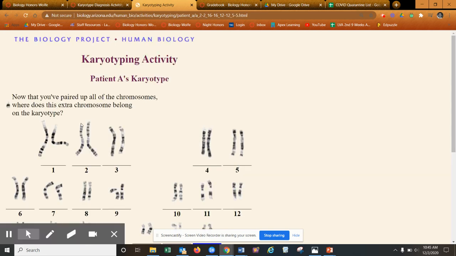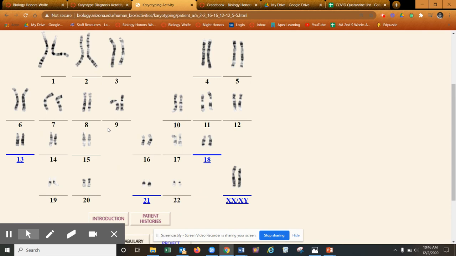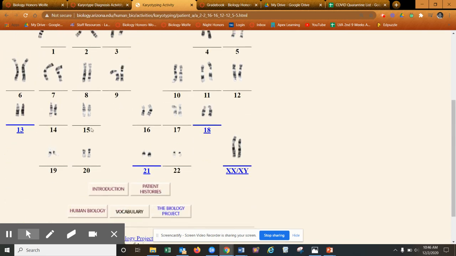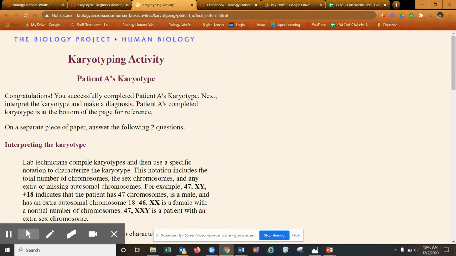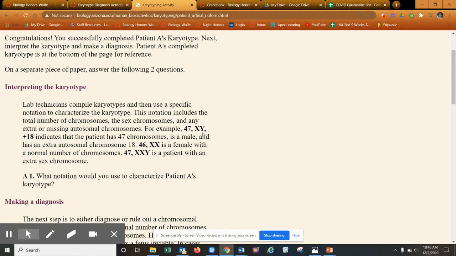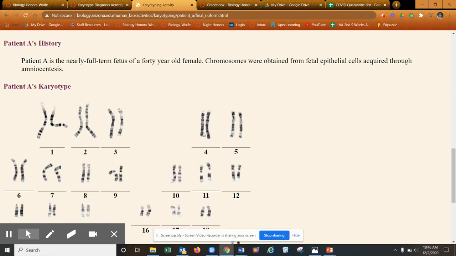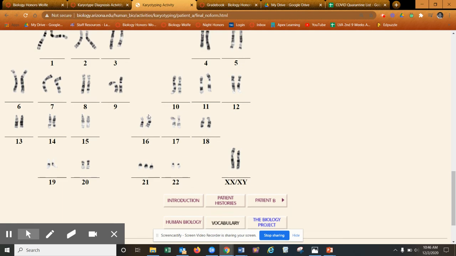Then it says now you've paired up all the chromosomes, but you have this extra one. So this baby has some abnormalities. It's got this extra chromosome. You're going to try and figure out, where does it go? It's a little chromosome, so it's probably one of the last chromosomes down here. So I'm going to click 21. And there it says, congratulations, you successfully completed patient A's karyotype. Next, interpret the karyotype and make a diagnosis. Patient A's completed karyotype is at the bottom of the page for your reference. If you go down here, you'll see your completed karyotype.